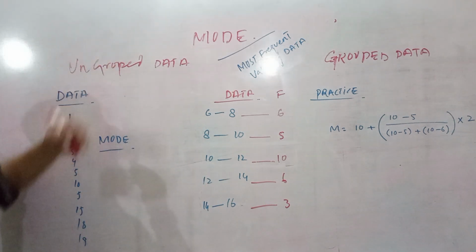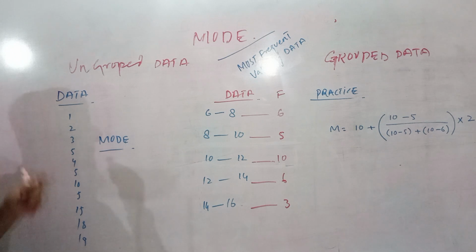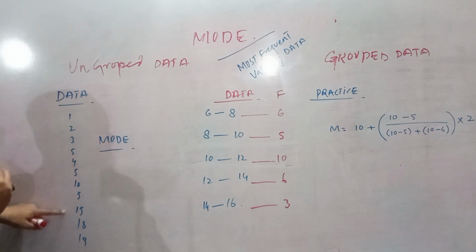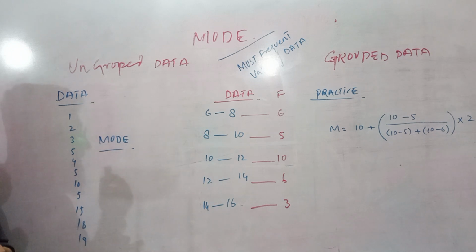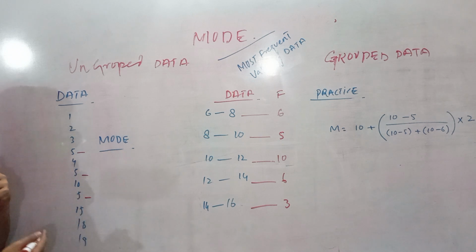First of all, find the mode from data which is ungrouped. We don't see any kind of group here, simply we have data. So now let's find the mode from this data. We have 1, 2, 3, 5, 4, 5, 10, 5, 15, 18, 19. I hope you heard correctly that the digit 5 is repeating time and again, and no other digit repeats as much.